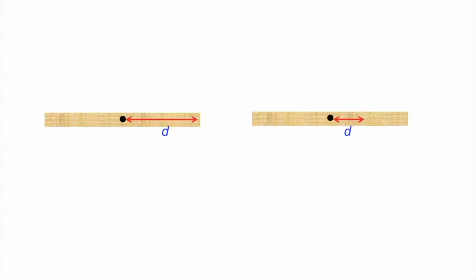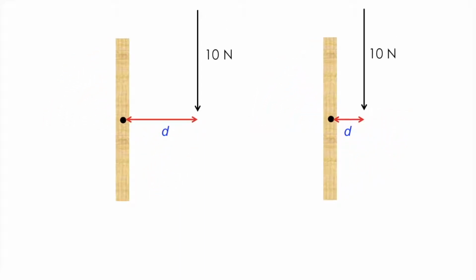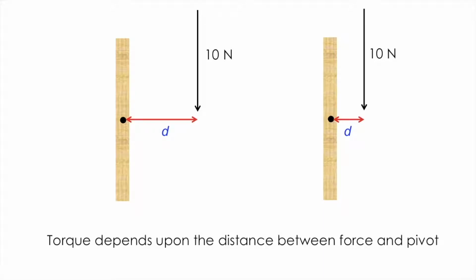Now we've got these two planks and we will have two forces of equal magnitude acting on the planks but at different distances from the pivot. Let's again see what happens. We find that the torque is greater where the distance between the pivot and the force is greater. So what that means is that torque depends upon the distance between the force and pivot.